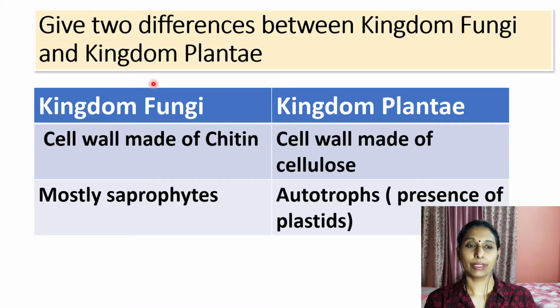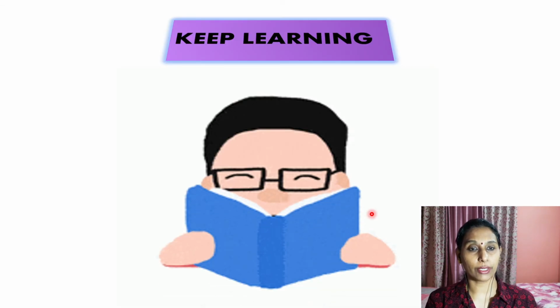Okay. Then 2 differences between kingdom Fungi and kingdom Plantae. This is very often asked in the exam. The common thing between both of them is that they have a cell wall. But what is the difference? In fungi the cell wall is made up of chitin, and the Plantae cell wall is made up of cellulose. Second difference, fungi are saprophytes and Plantae are of course autotrophs. These are the 2 major differences.